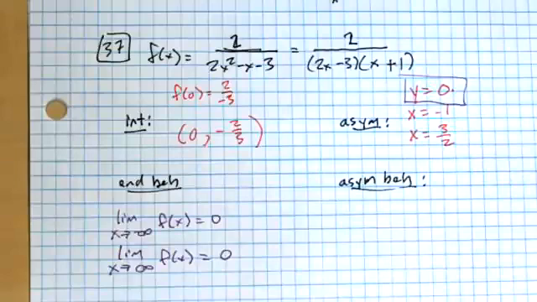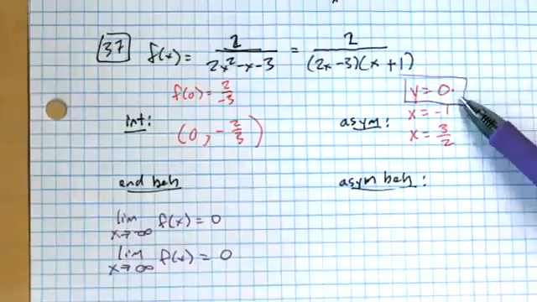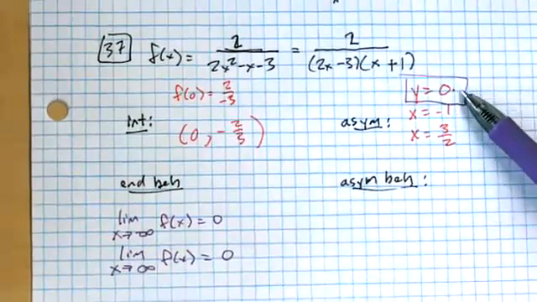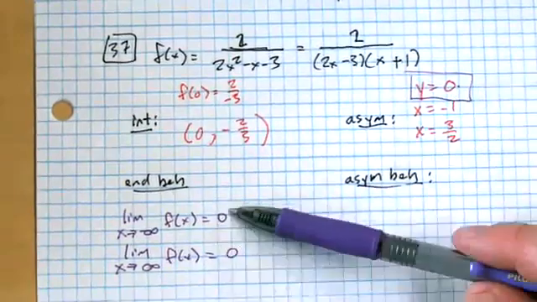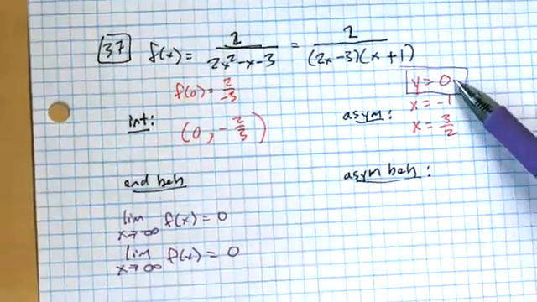If your end behavior asymptote is a horizontal asymptote, remember it doesn't have to be, but if it's a horizontal asymptote, then yes, your end behavior will match whatever that horizontal asymptote is.